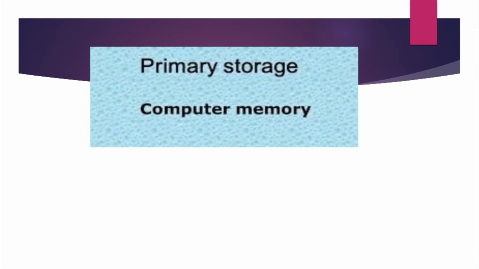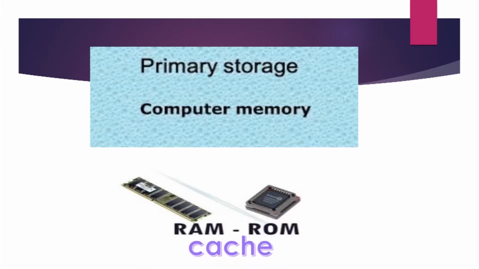Primary memory. Primary memory, also known as the main memory, is the internal memory of a computer. Random access memory, or RAM.